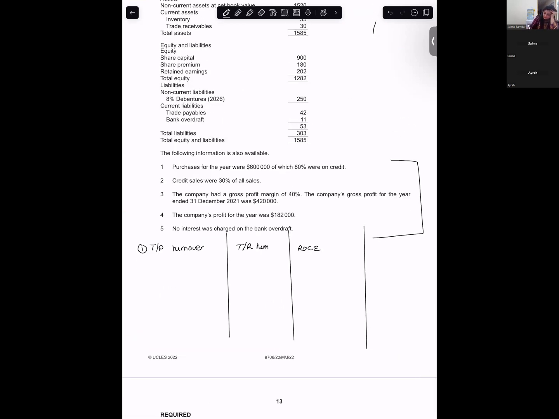Do you have the MS in front of you? Yeah, it's with me. Why? Because I was opening the paper now first on my iPad. Okay, so non-current asset turnover ratio.